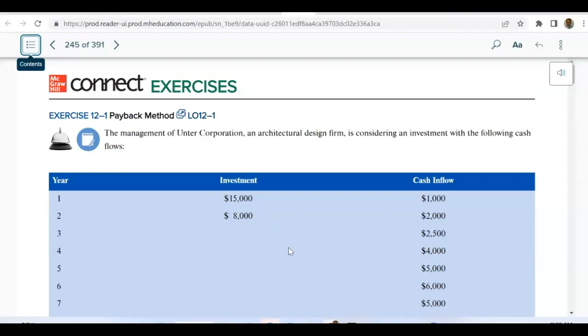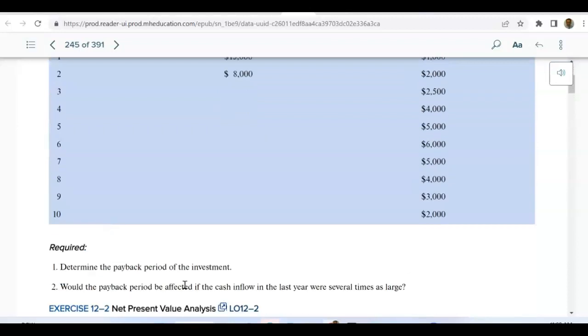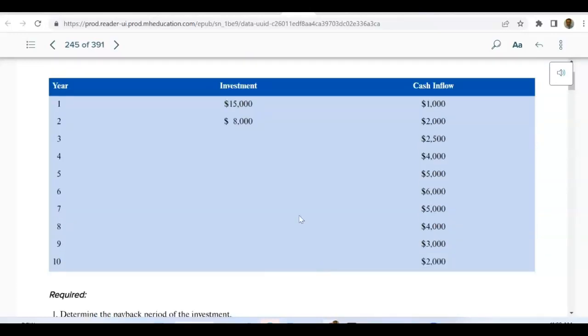So now they like to determine the payback period of the investment, how long it takes to get that initial investment back. Would the payback period be affected if the cash flow in the last year were several times as large? Okay, so let me tell you one thing about cash flow. Cash flow and payback issue.